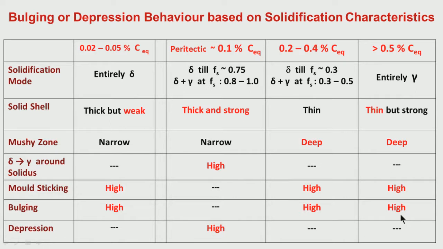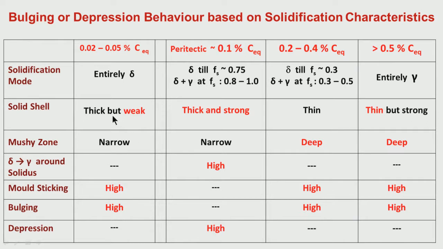So what is clear from this is that when we have a peritectic chemistry we have high depression tendency. When we have very low carbon we have a sticking and bulging tendency. When you have high carbon, that means 0.2 and above, again we have a sticking and bulging tendency. The reason is different. Here we have a bulging or sticking tendency because of the thin solid shell. The thin solid shell is austenitic, but since it is thin it cannot resist the ferrostatic force, so it goes towards the mold and causes bulging when it comes out of the mold.